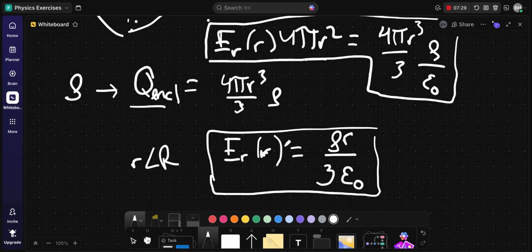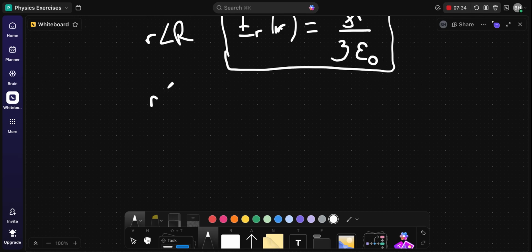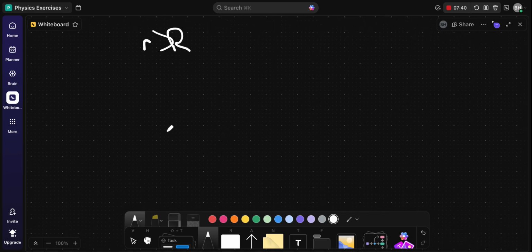Now let's go on and do the case when r is greater than capital R. In this case, what you have to do is, let's say here's your sphere. Let me see if I have shapes here. I must have shapes.